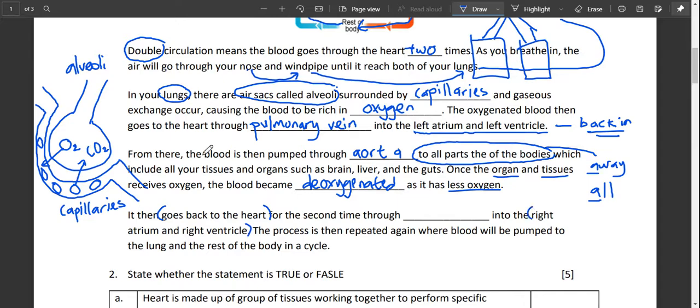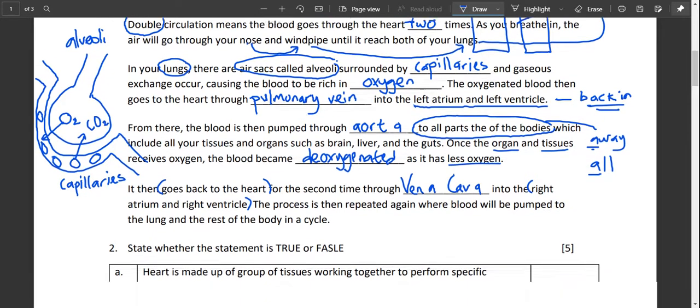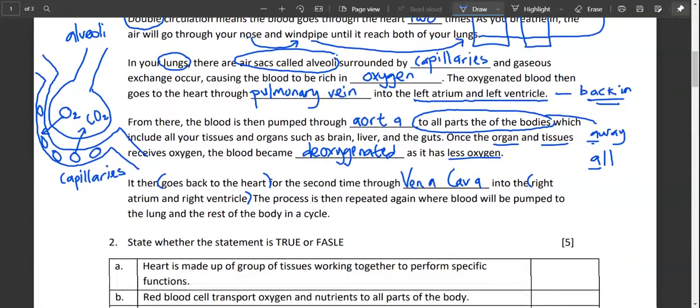Just now, it's already mentioned here. It goes to all part of the body, and if it goes back from all part of the body, it must have two A, and back in V, C. Therefore, it is vena cava. It's not pulmonary vein because it's not from the lung.